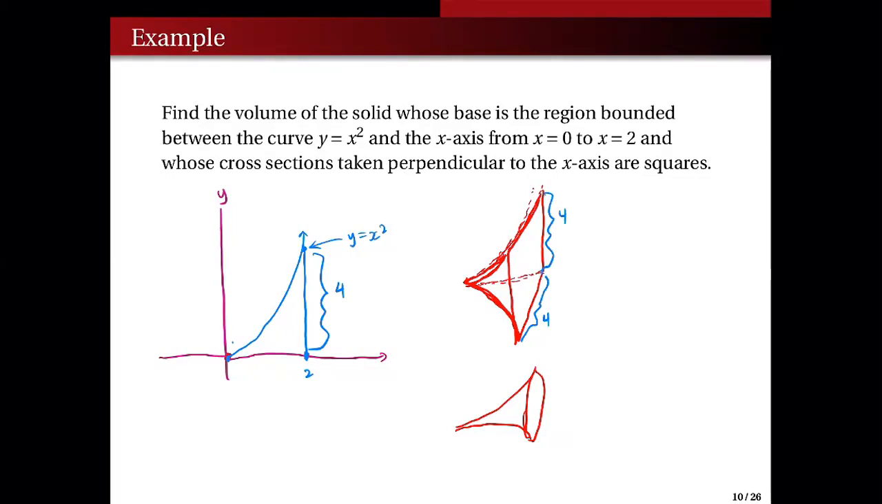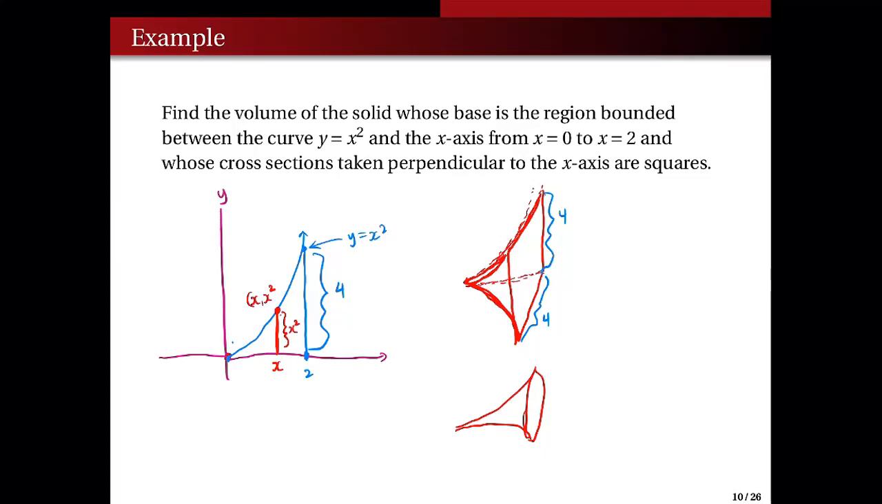At this particular point, you have this. If this were your x, then here you have the point (x, x squared), meaning the height will be x squared. And therefore, the area of the square base there, or the cross section, will be x squared squared.